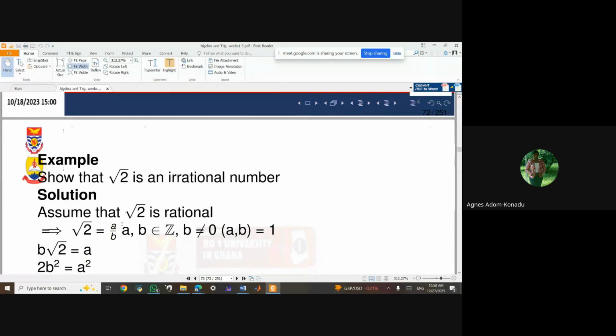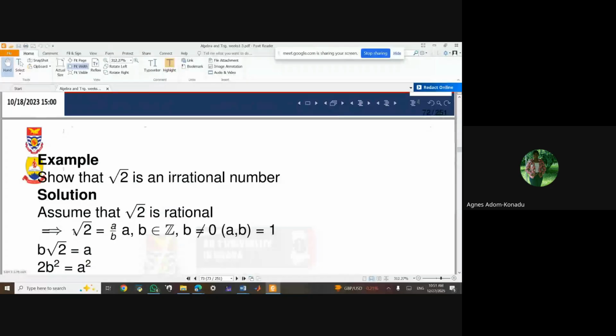Now, if root 2 is a rational number, then I should be able to write it as a over b. We said that rational numbers can be written as fractions. So root 2, I should be able to write it as a over b, where a and b are integers, and b is not equal to 0. And then the greatest common factor should be 1. So please remember this. a comma b is equal to 1. This means that my greatest or highest common factor for a and b is 1.